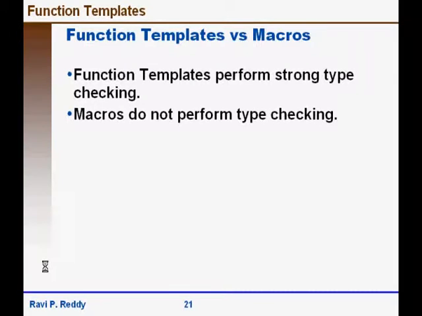So function templates perform strong type checking, whereas macros do not perform type checking. So function templates give us the same kind of benefits as macros, but with strong typing. And strong typing is an essential feature of all object-oriented programming languages.